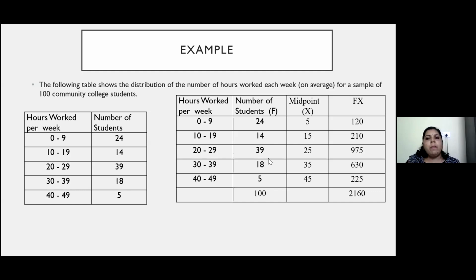Now you multiply all that, the multiplied fx value. We have multiplied f and x together and now it is called fx. So we have to find out the sum of fx. Find out the sum of fx. The sum is 2160.